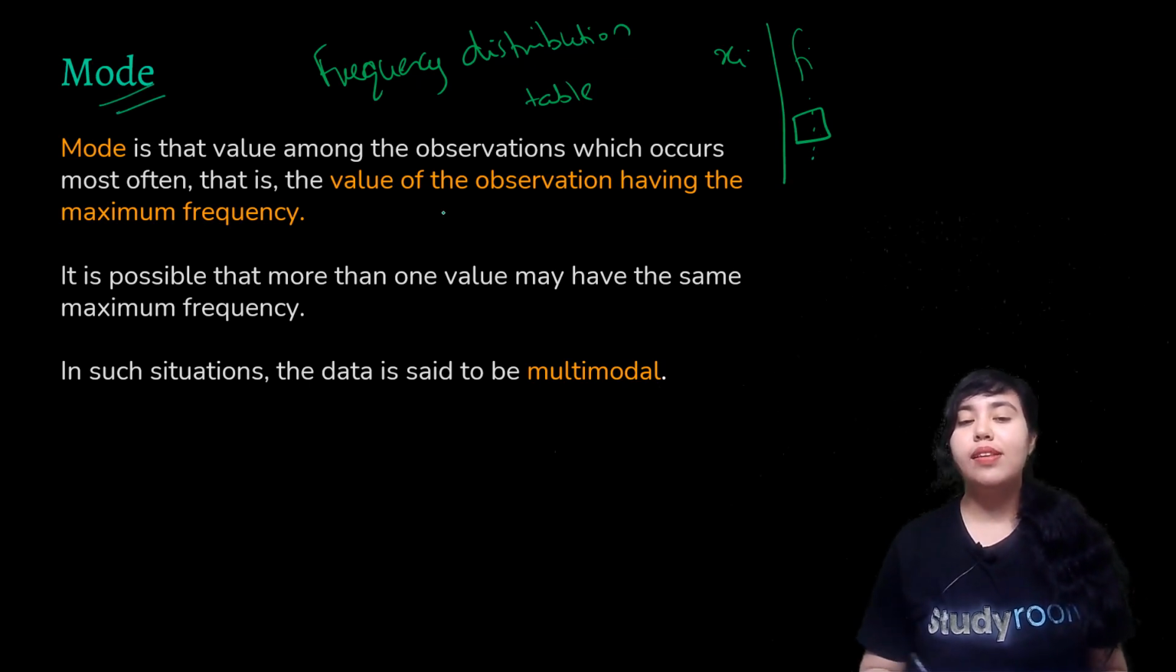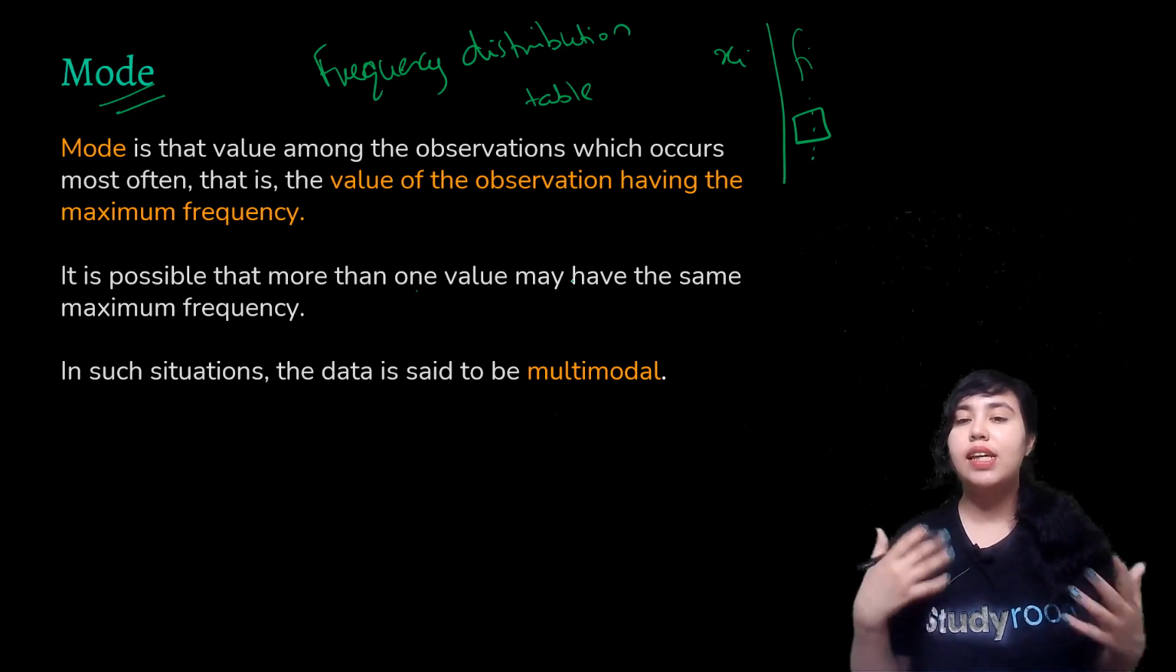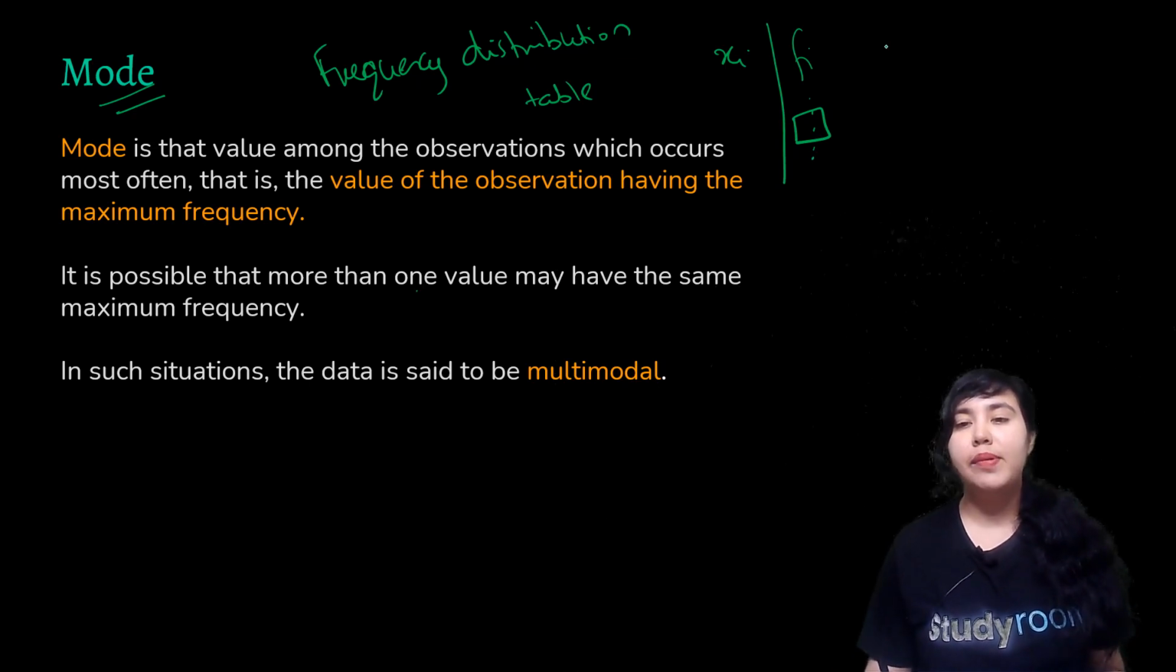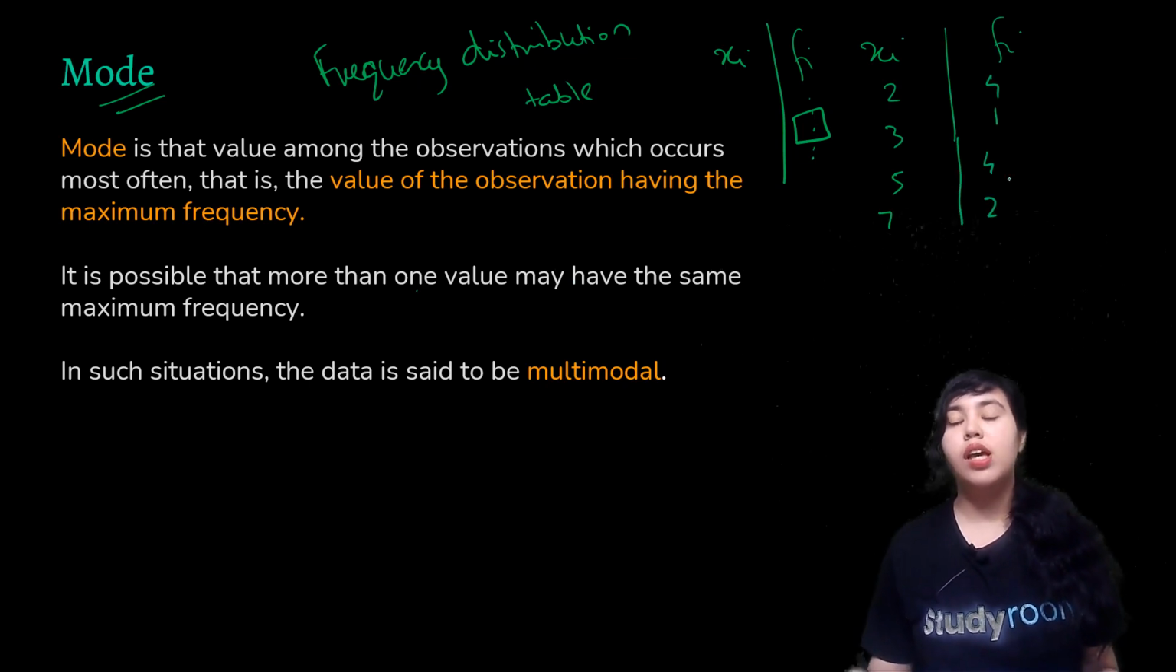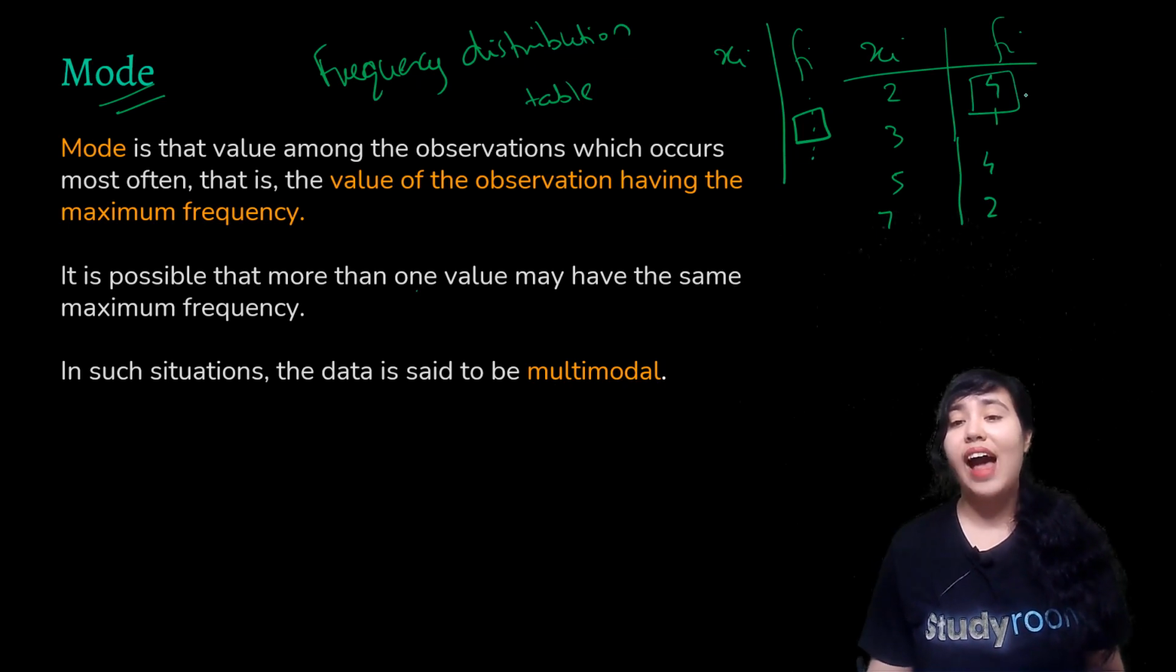It can be that more than one value has the same maximum frequency. For example, I can give you some data like xi, fi. Let me give you the observations 2, 3, 5, 7 having frequencies 4, 1, 4, 2 respectively. In this data, tell me what is the maximum frequency? Well, that is 4. But is this 4 occurring for only one observation? No, it's occurring twice, once for the observation 2 and next time for the observation 5.